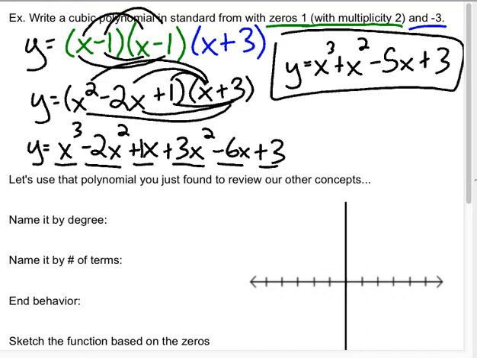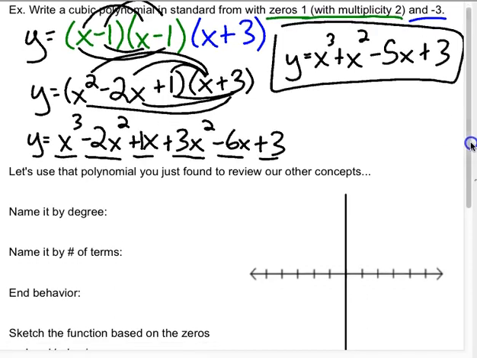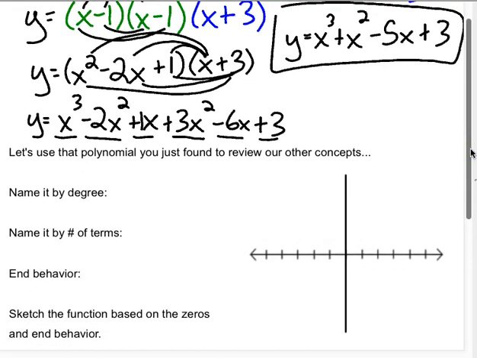So I wanted to take this opportunity to go backwards from that. Okay, so now that we have that polynomial, I want us to go and think about all the things we've talked about already. For example, naming it by degree. Its degree is 3, so I'm going to call this a cubic.